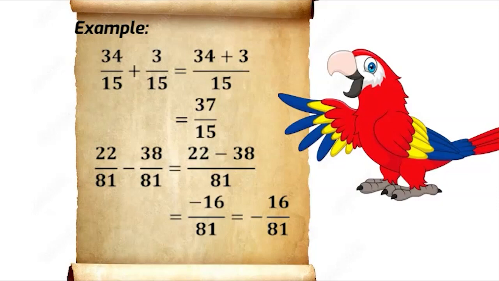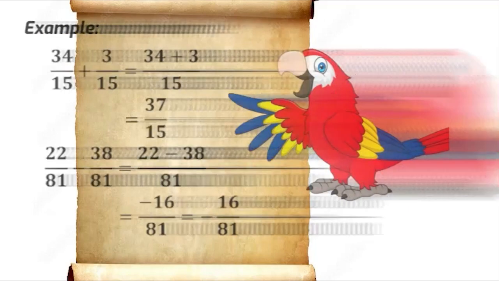Let's subtract 38 over 81 from 22 over 81. Again, since the denominators are the same, we don't touch them. We just subtract 38 from 22 and take it as our new numerator, which is minus 16. And the resulting fraction is minus 16 over 81.